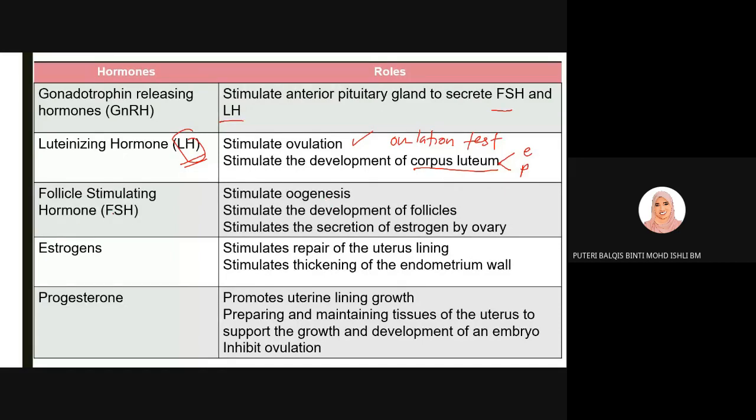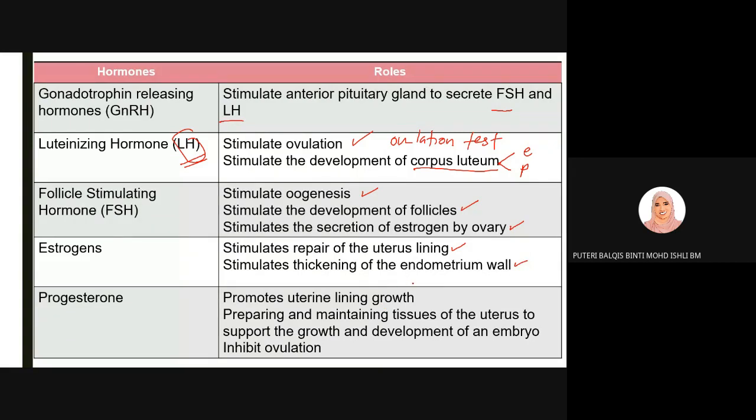Okay, for FSH, it will stimulate oogenesis. Okay, stimulate development of follicle and also stimulate the secretion of estrogen by the ovary. Okay, for estrogens, stimulate repair of the uterus lining, stimulate the thickening of the endometrium wall. Okay, stimulate repair of the uterus lining and stimulate the thickening of endometrium wall. Itu function dia.